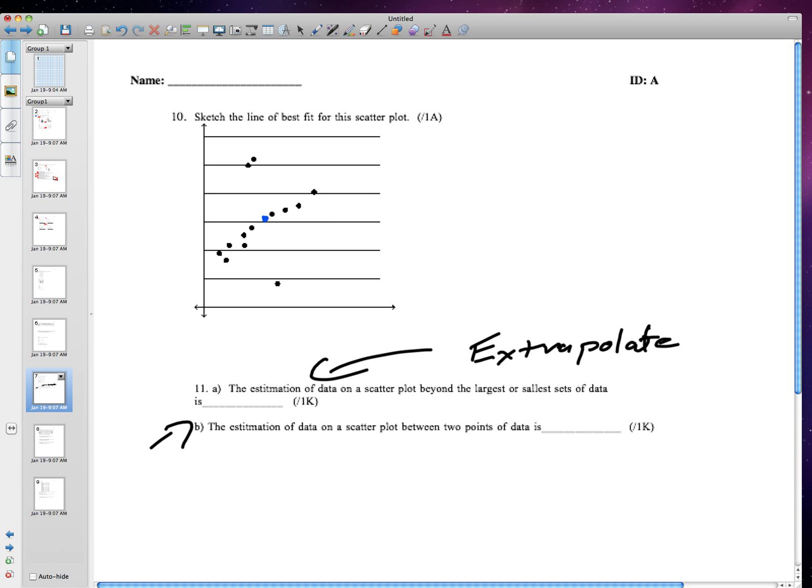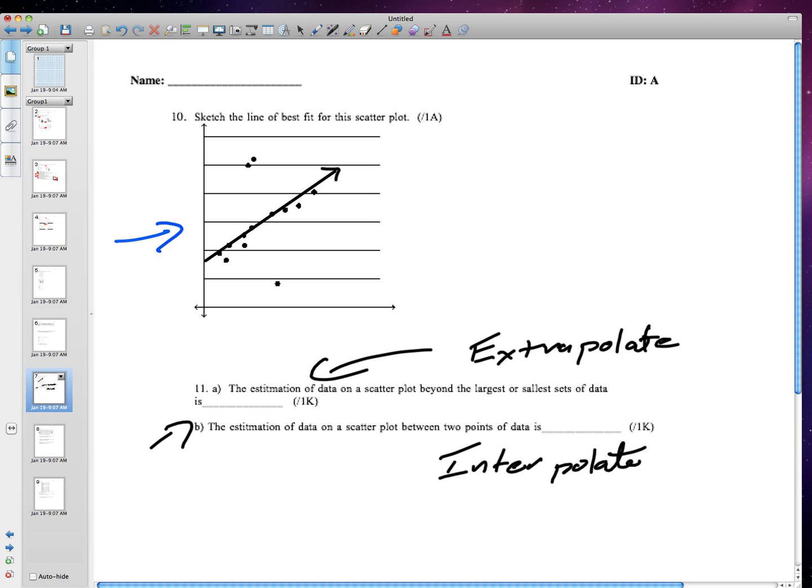Question B. The estimation of data on a scatter plot between 2 points in the data. So let's say I wanted to find right here, something right there. That's in the data. I want to guess what my Y value is at this X point. This is to interpolate data. Yeah, it's in the data. So to extrapolate is outside of our data. To interpolate is inside of our data. Those are the two definitions we were looking for.